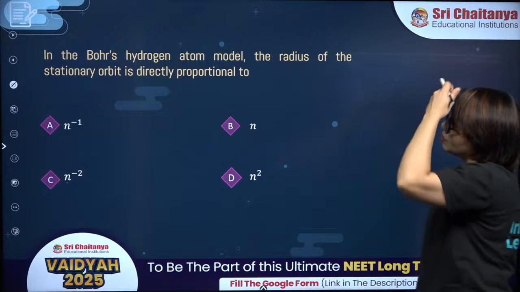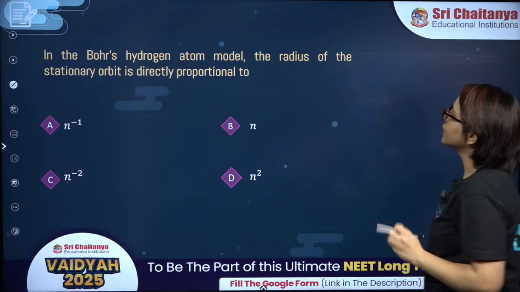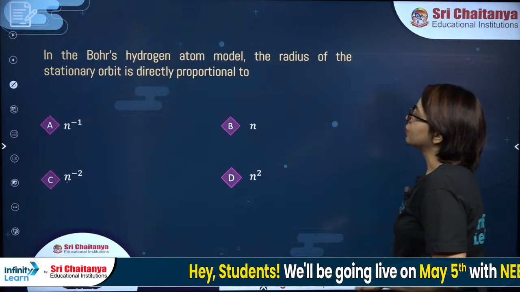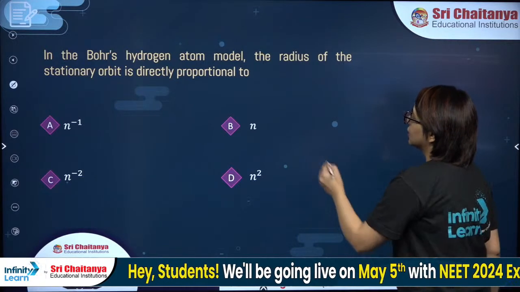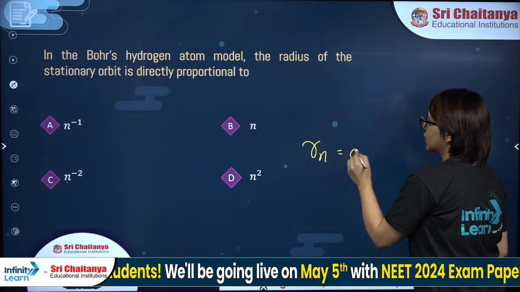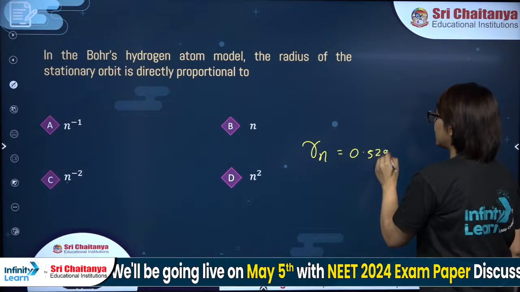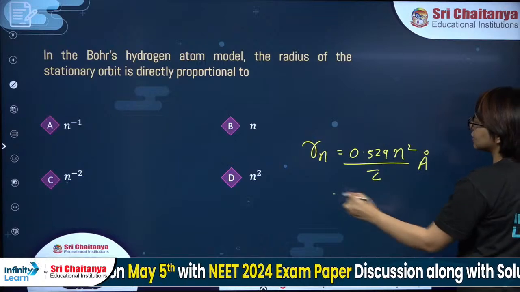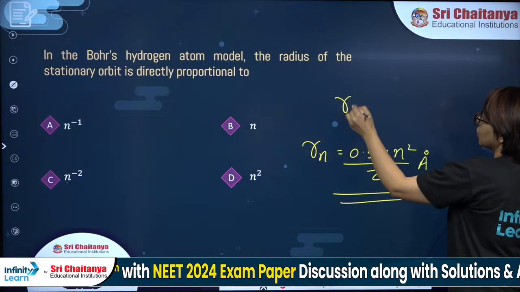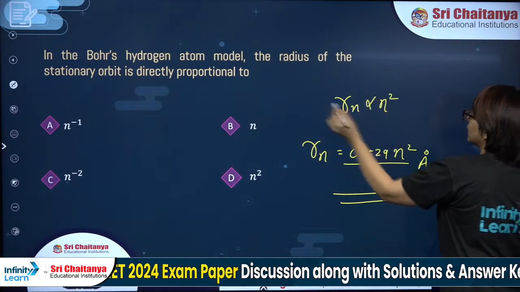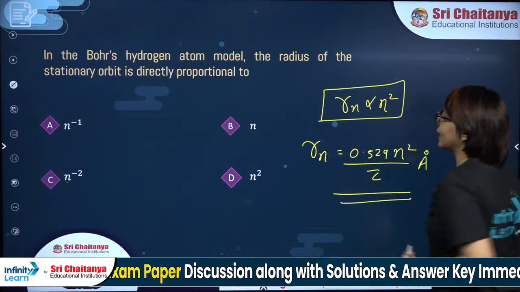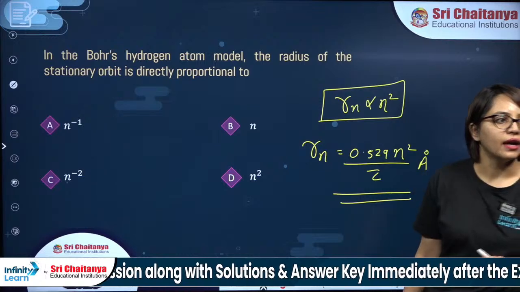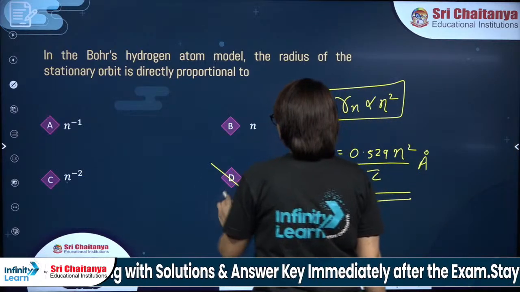Next is this one. In Bohr's hydrogen atom model, the radius of stationary orbit is directly proportional to what? In Bohr's model, the radius is 0.529 n square by Z angstrom. This is how we find radius. So you can see that the radius of nth orbit is directly proportional to n square. So it is option D.